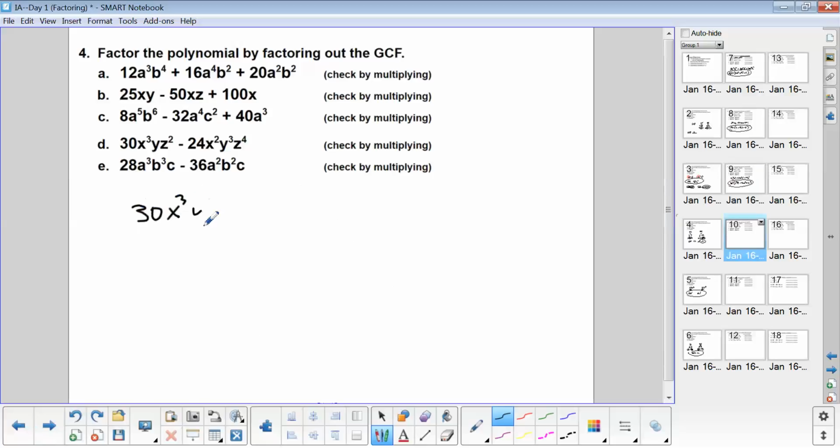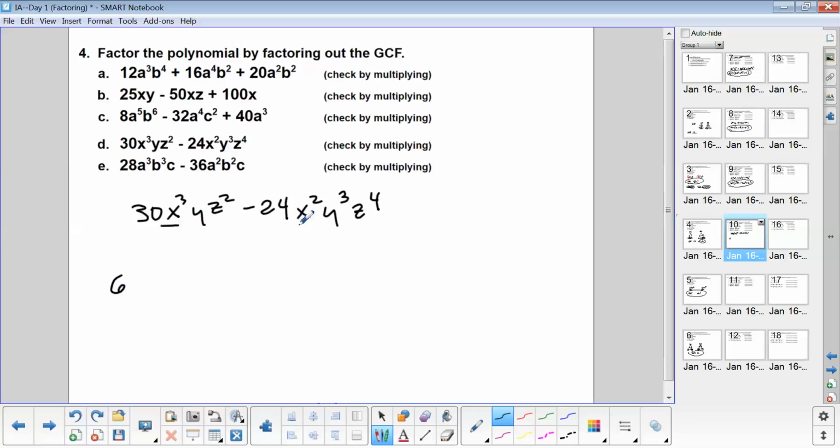30x cubed y z to the second minus 24x squared y to the third z to the fourth. Now with these videos, a lot of times when I copy it down, it might be a good time to hit pause and then you try to work through it yourself, and then you can come back and check your work with what I have.